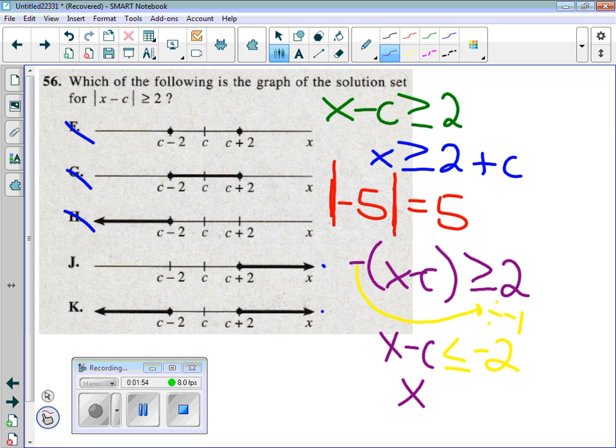So I'm going to have x is less than or equal to -2, and I add my c to be -2 plus c. Looking at my options, I need to be less than that. That is option K.